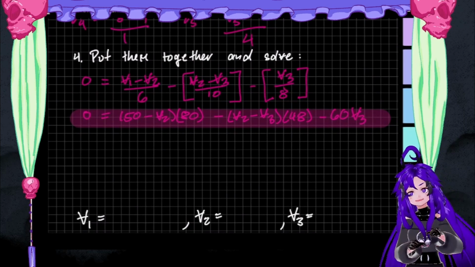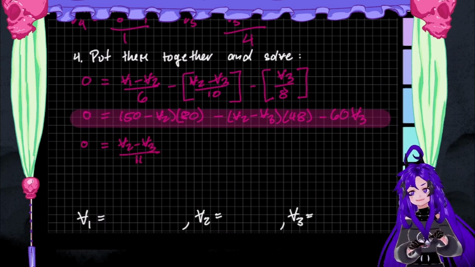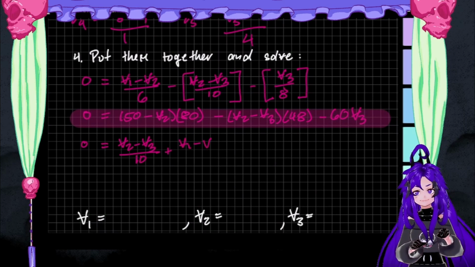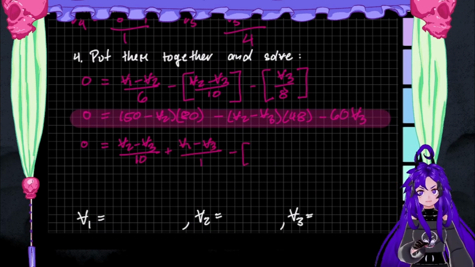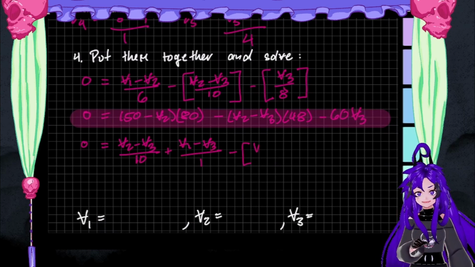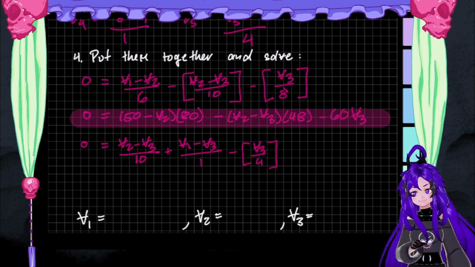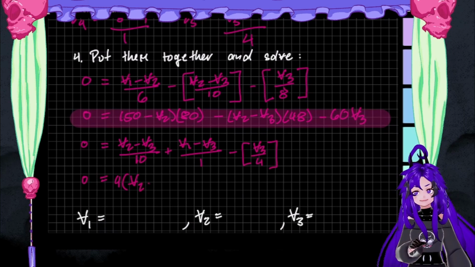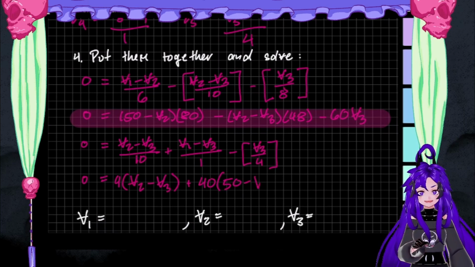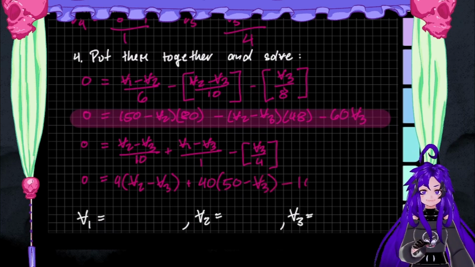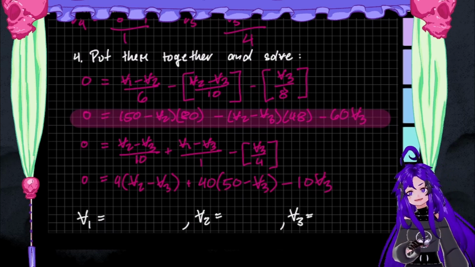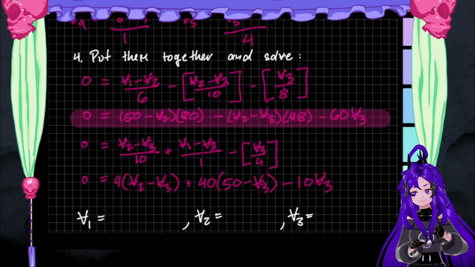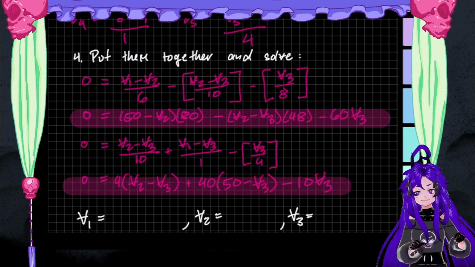Second equation comes from 0 equals V2 minus V3 over 10 plus V1 minus V3 over 1 minus the whole fraction V3 over 4. And we can simplify that down to being 4 times the quantity V2 minus V3 plus 40 times the quantity 50 minus V3 minus 10 V3. And yeah, I could have gotten that into a more condensed form, but that's okay. This is our second equation.